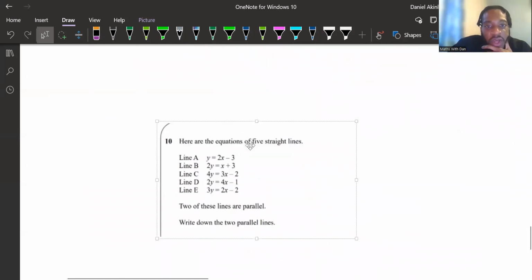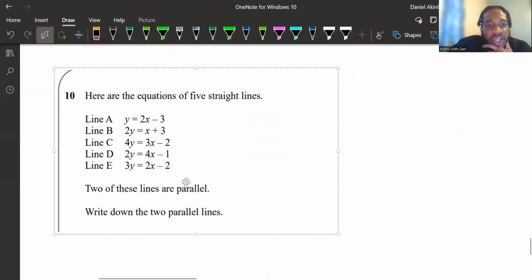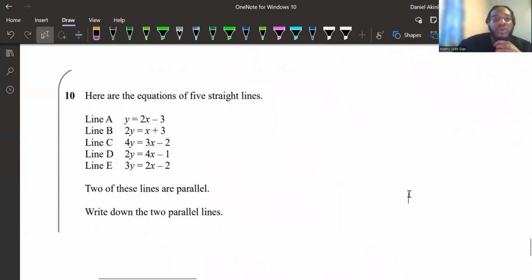The question says, here are the equations of 5 straight lines. 2 of these lines are parallel, write down the 2 parallel lines. So it is quite tempting to see that I have a 2 here, and I also have a 2 here. So I could say these are the 2 lines, but this is not correct.